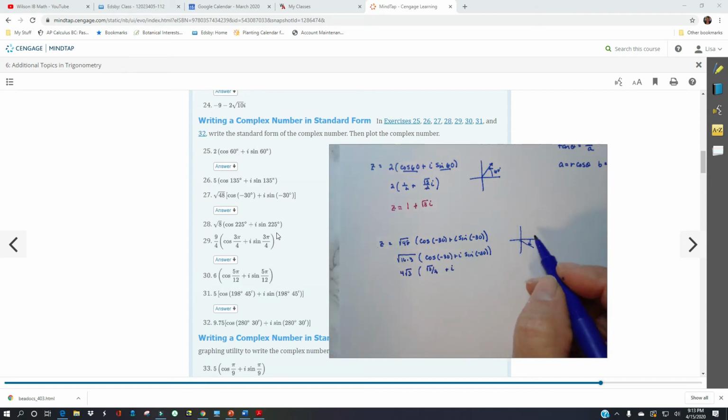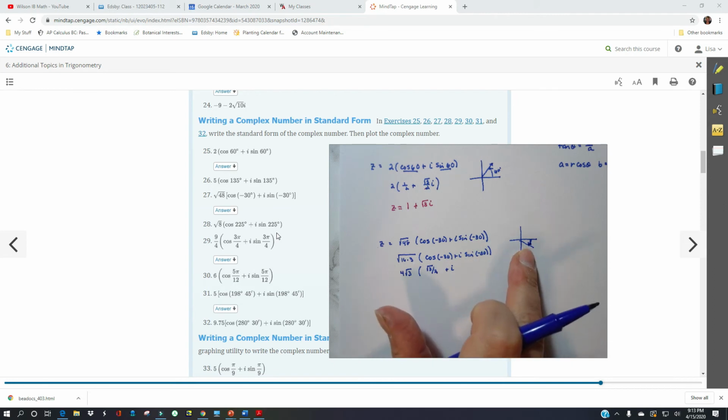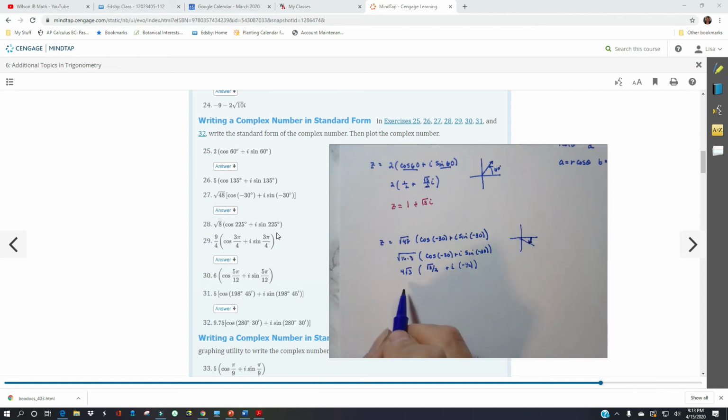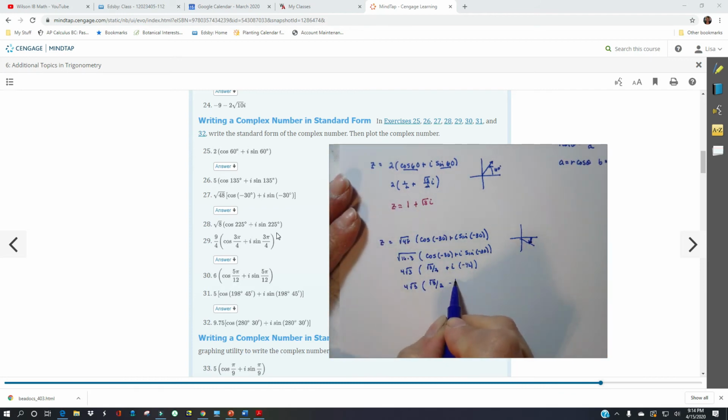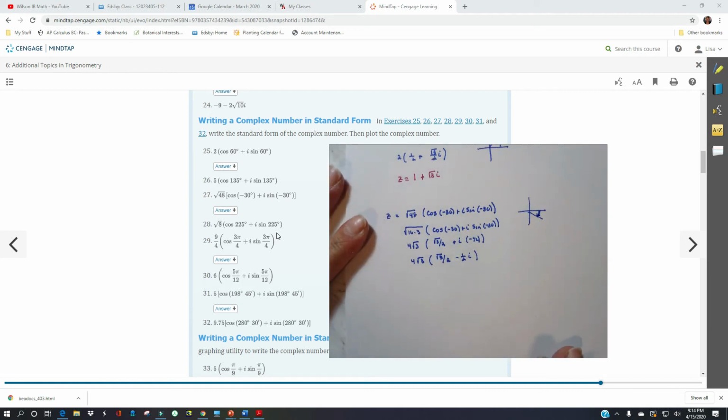Now here's the deal. Negative 30 is in quadrant 4. The cosine is positive in quadrant 4, so I don't have to change the sign on that. But the sine of 30 is 1/2 in quadrant 1. In quadrant 4, the sine is negative. So I need to do that, right? And I'm just going to rewrite that so it's in the form A plus BI. Minus 1/2 I.